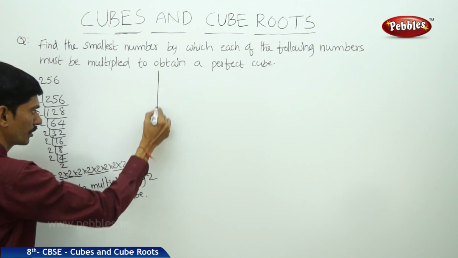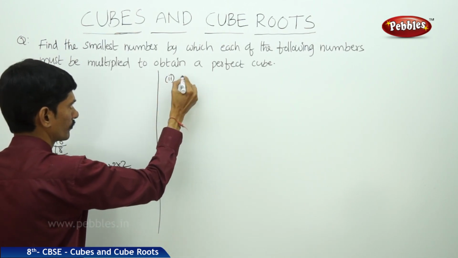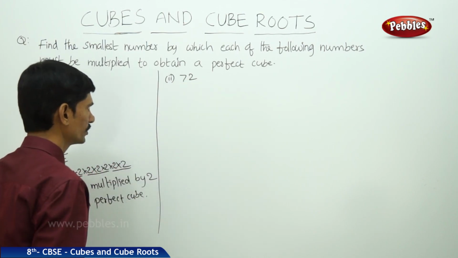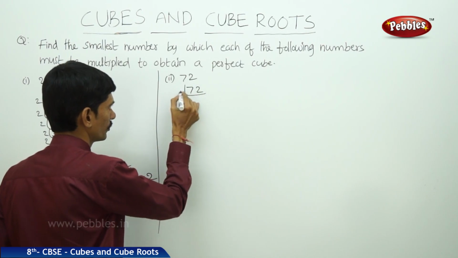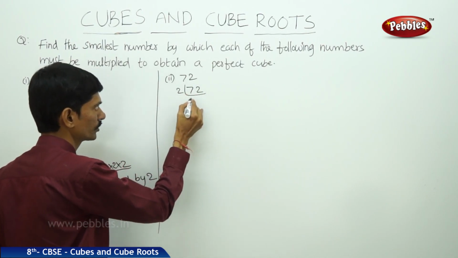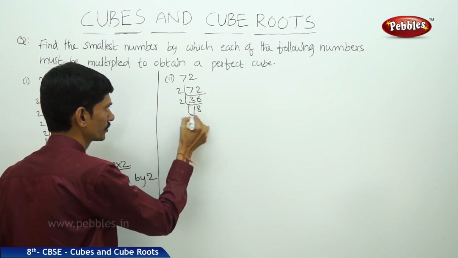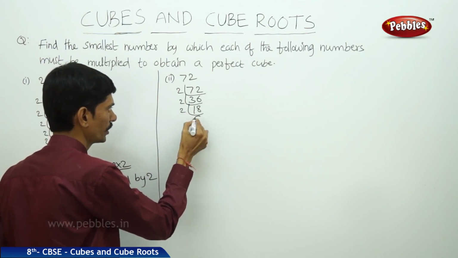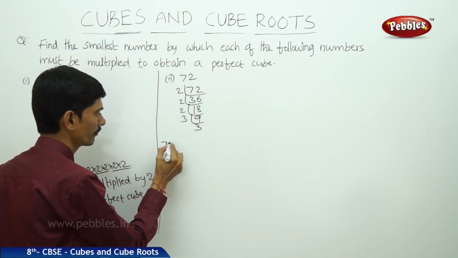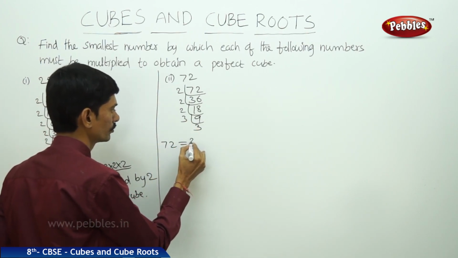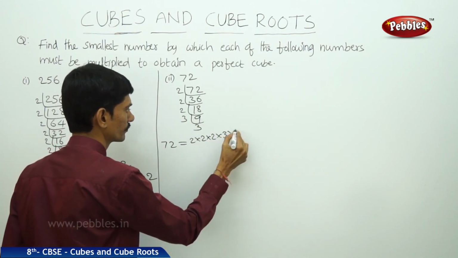Now let us take the second question, 72. Now let us see the factorization of 72. Now it will be divisible by the 2 table. 2 36s are 72, 2 18s are 36, 2 9s are 18 and 3 3s are 9. Now 72 equals, we can write that 2 into 2 into 2 into 3 into 3.